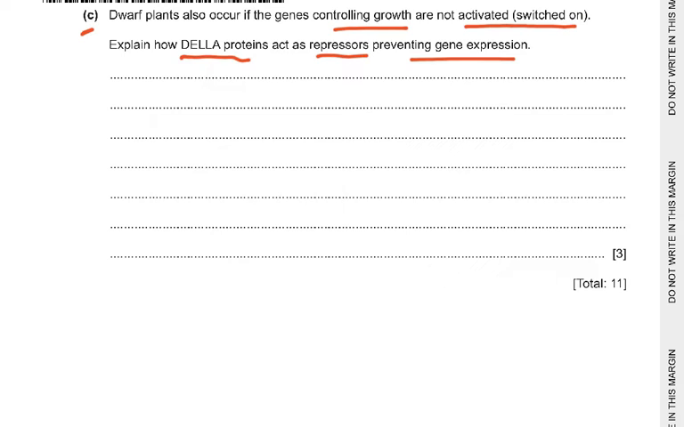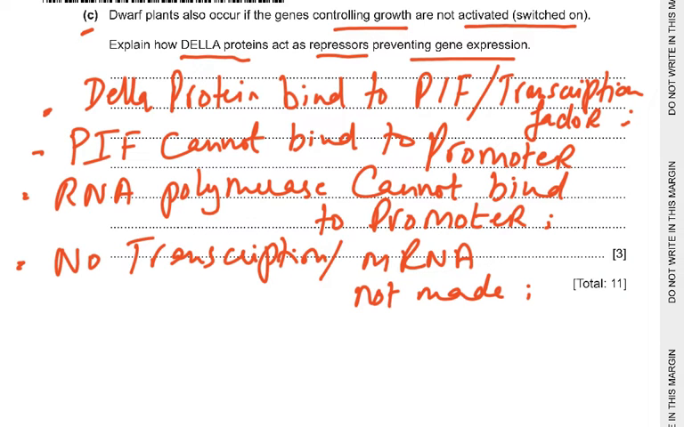It cannot bind to the DNA, it cannot bind to the promoter. So if it cannot bind to the promoter, then RNA polymerase cannot bind to the promoter, so there's going to be no transcription. So mRNA is not going to be made. If mRNA is not made, then how is the protein going to be made? Now all this is again very much from the syllabus, very much given in the book, and everybody needs to revise that and understand that. So DELLA proteins bind to PIF, PIF cannot bind to promoter, RNA polymerase cannot bind to promoter, no transcription, mRNA not made, so the protein will not be made.